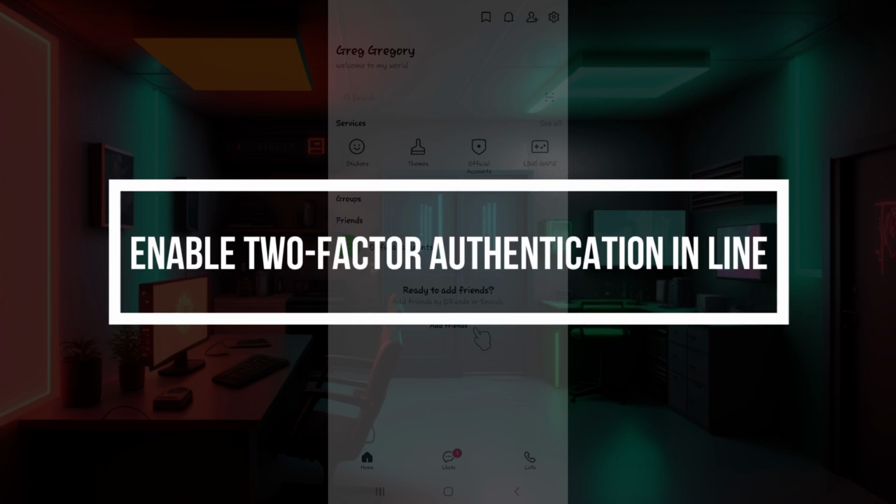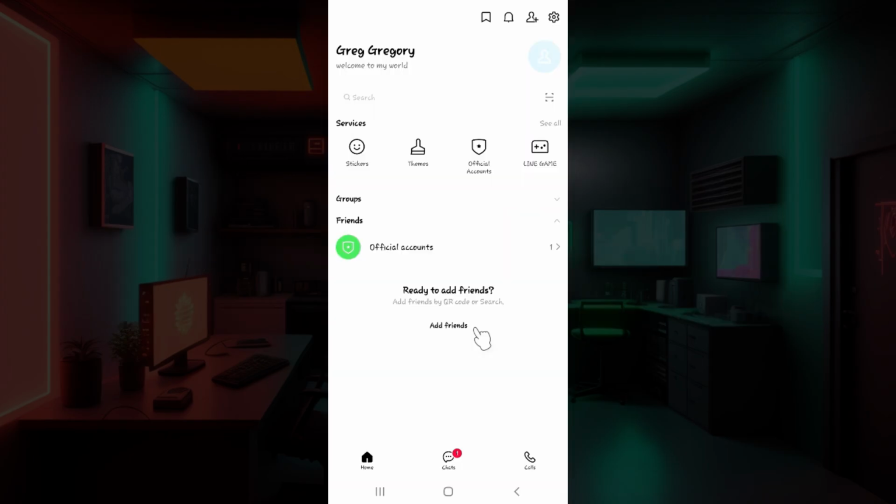In this tutorial, we are gonna look at how to enable two-factor authentication in LINE. Now let us begin. Initially, what you guys have to do is simply go to settings. At the top right next to the add friend icon, you can see a button that looks like a gear. Click on it right now.